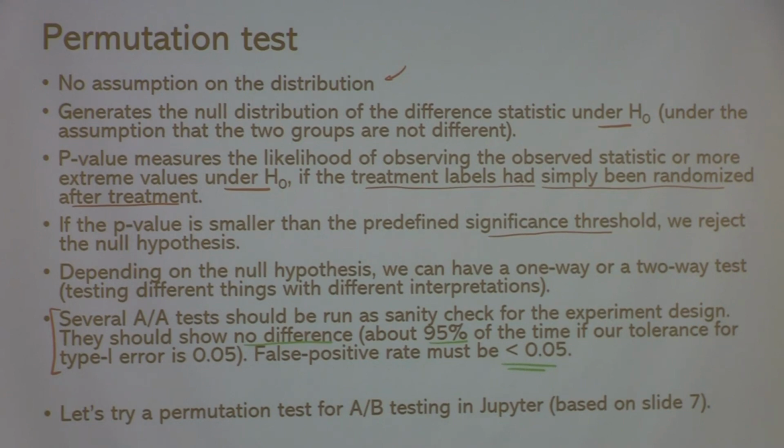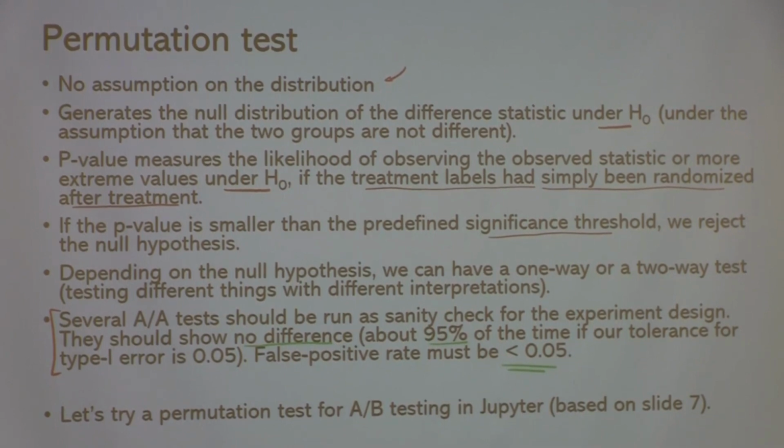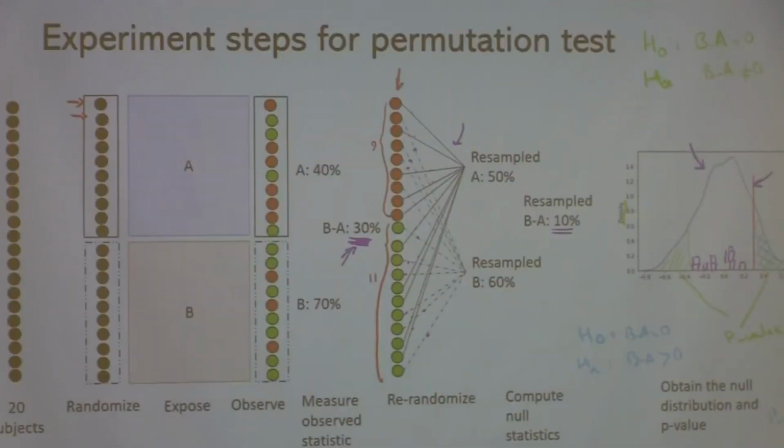So this is just a sanity check, and after making sure that we pass this sanity check, meaning that the false positive rate of the AA test is less than 5%, we can then move on to actually perturbing the system and measuring the difference. So we can now try permutation tests in Jupyter exactly based on this example.